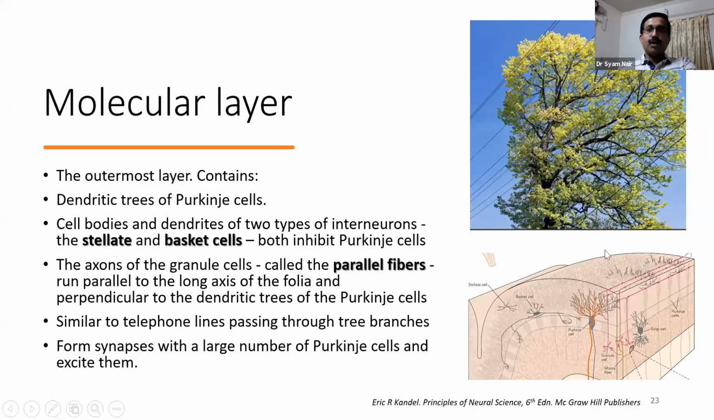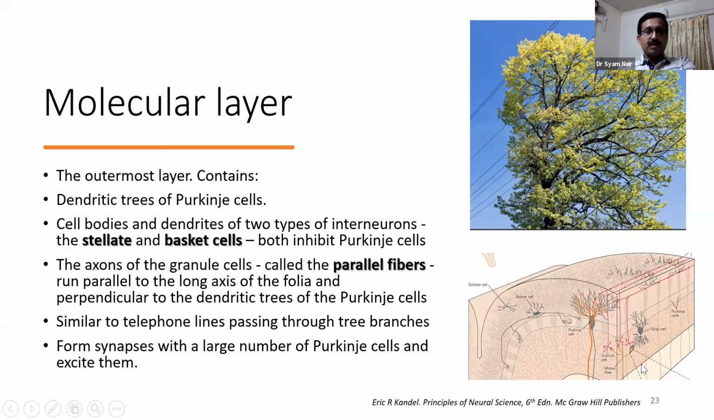So coming to the molecular layer, which is the most superficial layer, it is the outermost layer and it contains dendritic trees of Purkinje cells. You can see here that this is a Purkinje cell and this is the dendritic tree of the Purkinje cell. And cell bodies of the two types of interneurons. We have seen stellate and basket cells, and both of these inhibit the Purkinje cells.